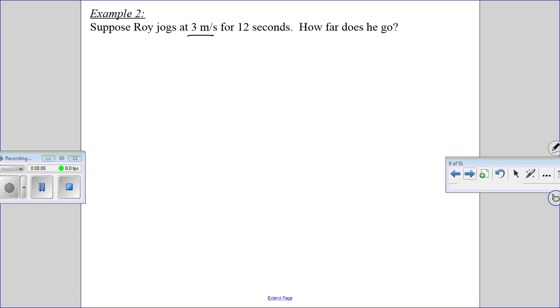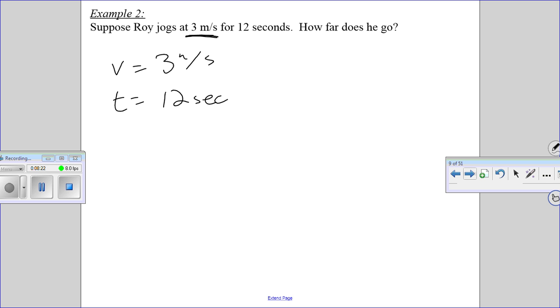If I wanted to, I could call this speed, but 99.9% of the time we're going to talk in terms of velocity. Thus, I'm going to label this as velocity. So his velocity is 3 meters a second for a time of 12 seconds.